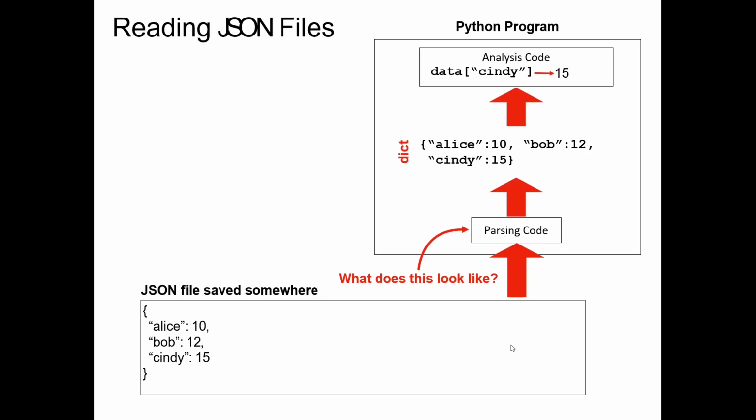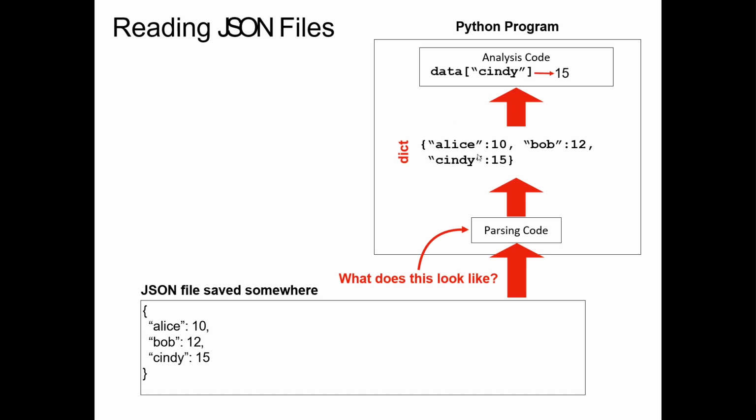All right, let's talk a little bit about reading a JSON file. So assume I have a JSON file stashed somewhere on disk. It's just a giant string saved in a file. And when I read it in, I'm going to have some parsing code. We'll talk about what this looks like on the next slide. But that's just going to turn this into a Python data structure. This one's going to get turned into a dictionary. If this had a list in it, it would get turned into a list. If it had an integer, it would be turned into an integer.